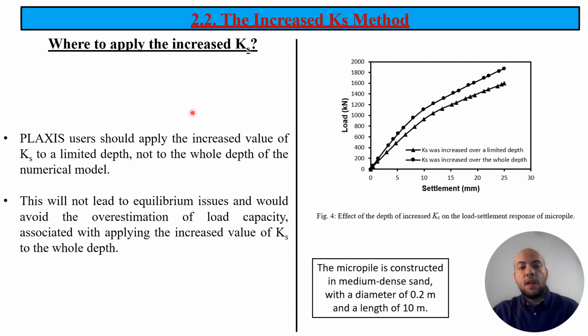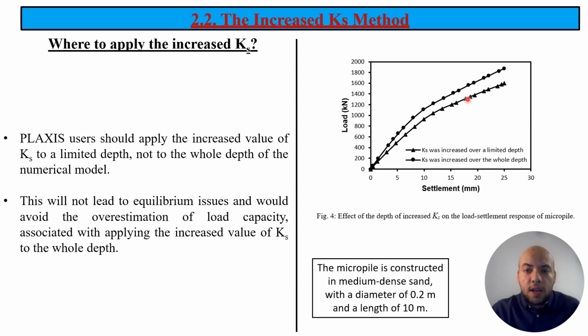To see this more and to dive into the effect of where to apply the value of Ks, here in this figure we have two micropiles. For the first micropile, Ks was increased over a limited depth, the depth of the micropile. And for the second case, the value of Ks was increased over the whole depth of the model.